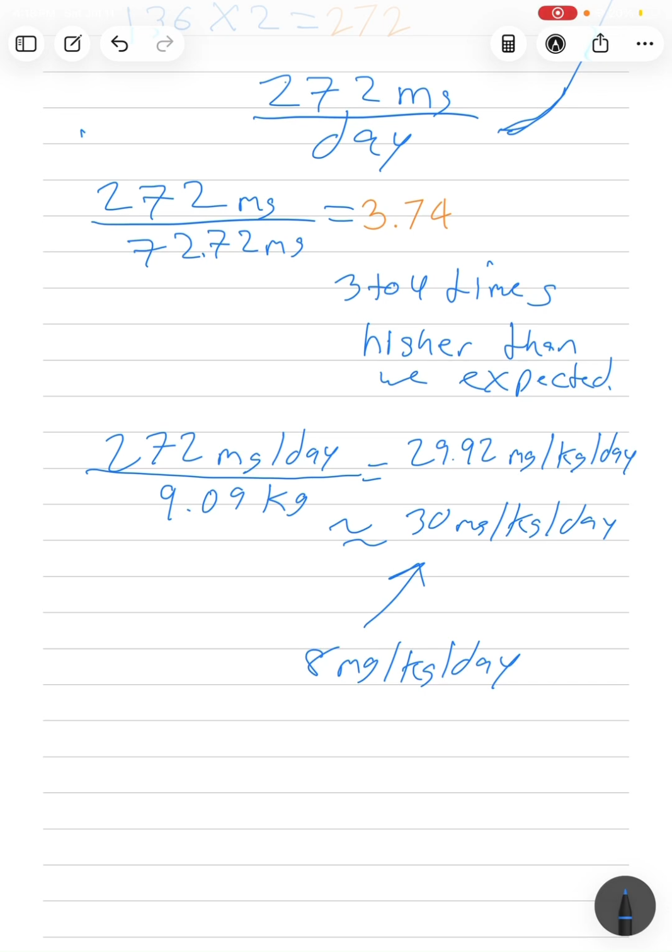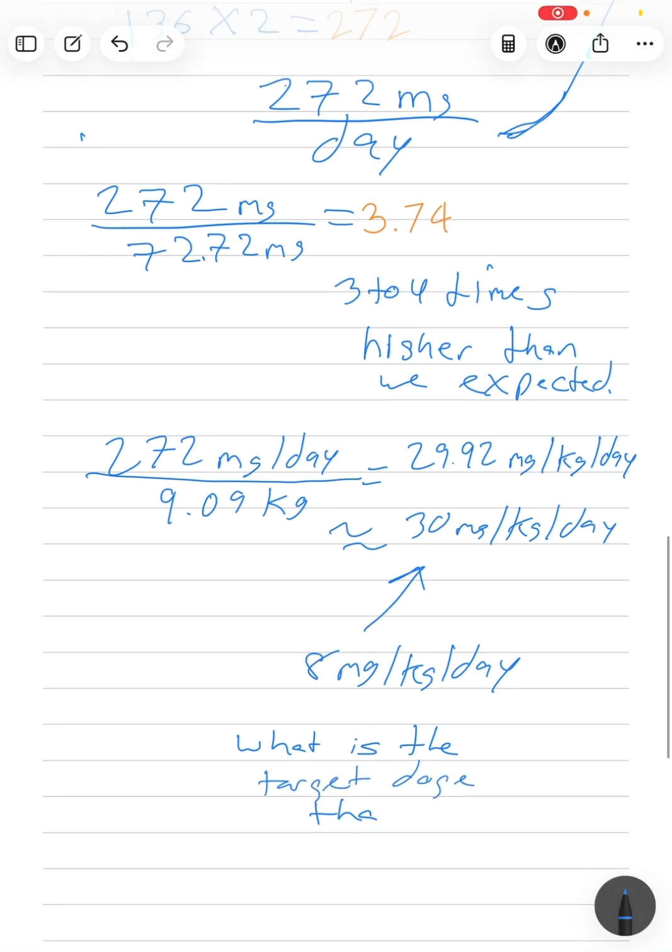Now we can go ahead and just call the doctor and find out what is the target dose that they want.